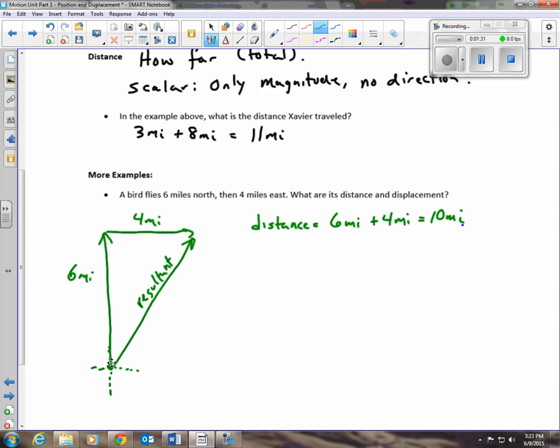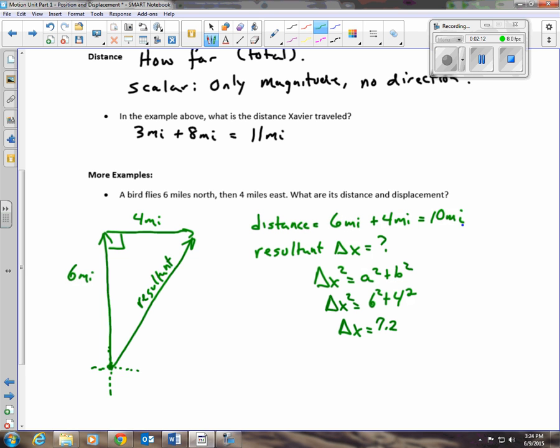Now, I have to find out how long that is first off. And it's going to be easy in this situation because north and east meet at right angles, so that's a right angle there. And I'm looking for the hypotenuse of this right triangle. In order to find that, I can just use the Pythagorean theorem. So my resultant displacement is what I'm trying to find. Let's say delta x squared is a squared plus b squared. Delta x squared is 6 squared plus 4 squared. If I put that in my calculator, add them up and take the square root, I'll end up with delta x is 7.2 miles.